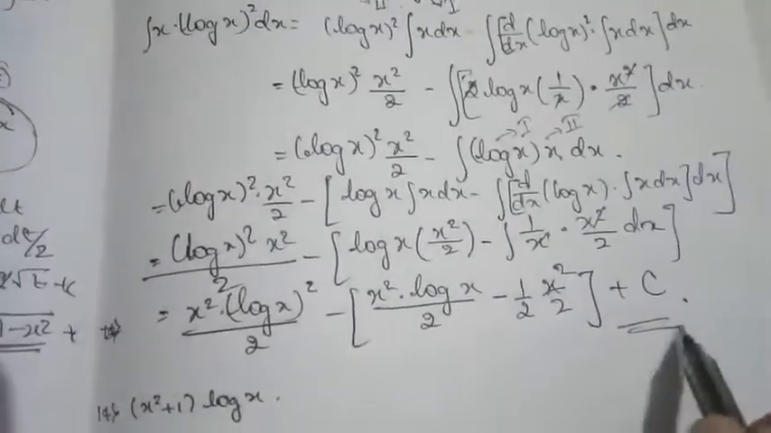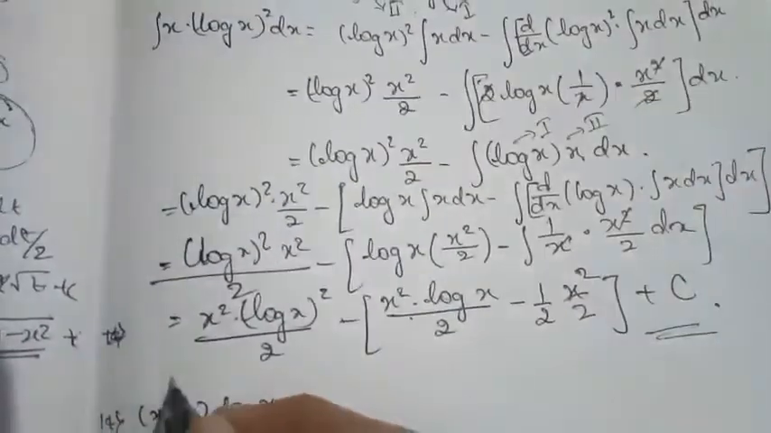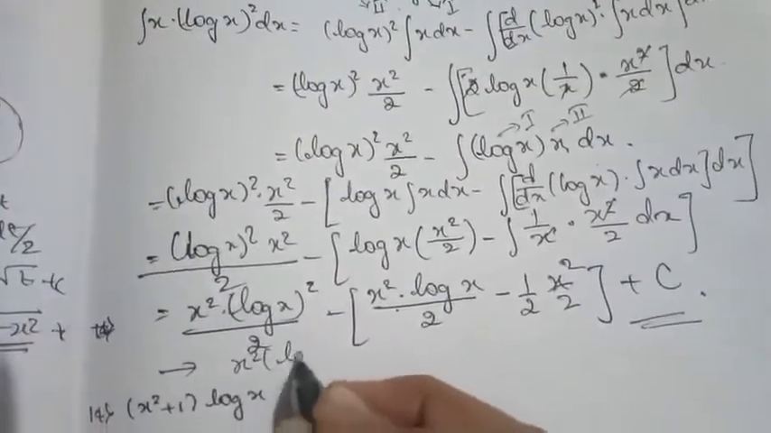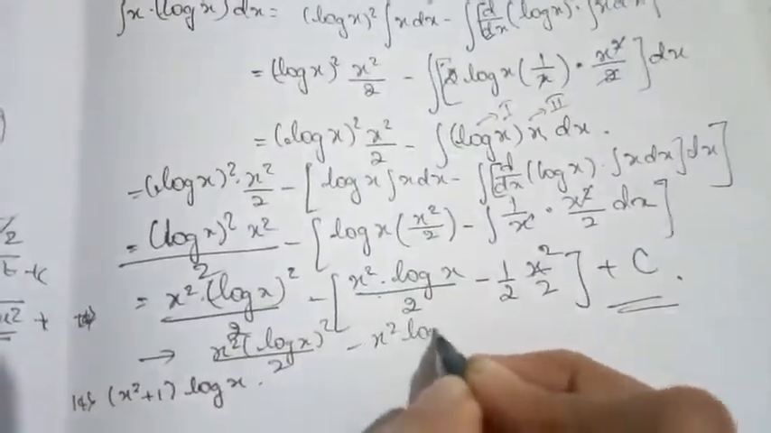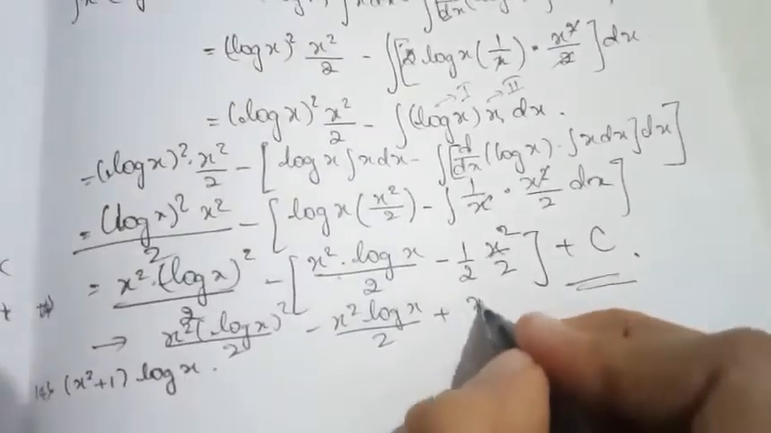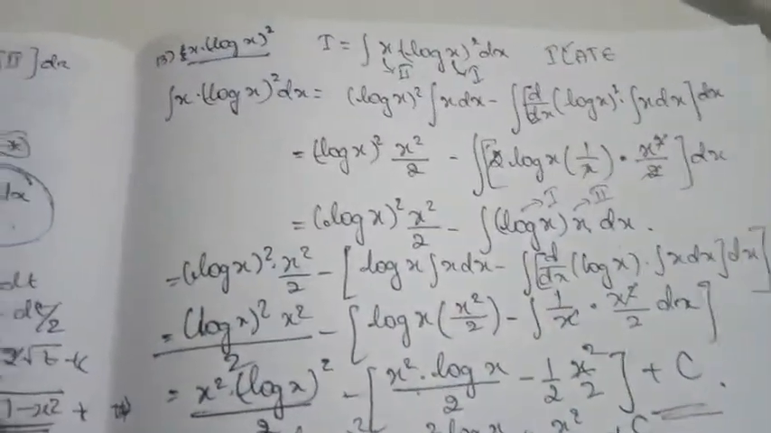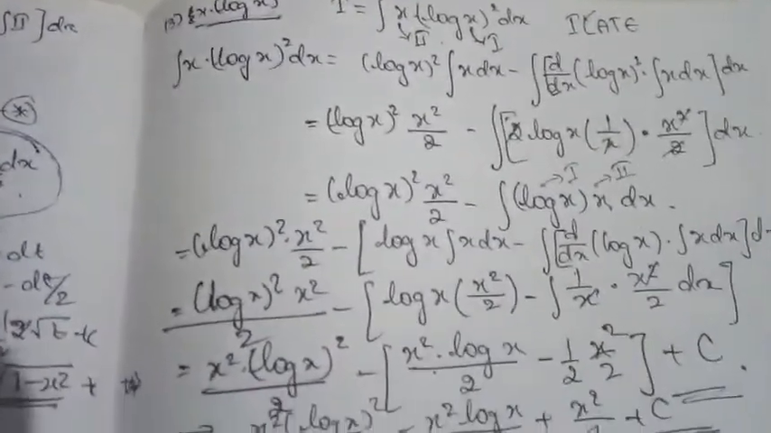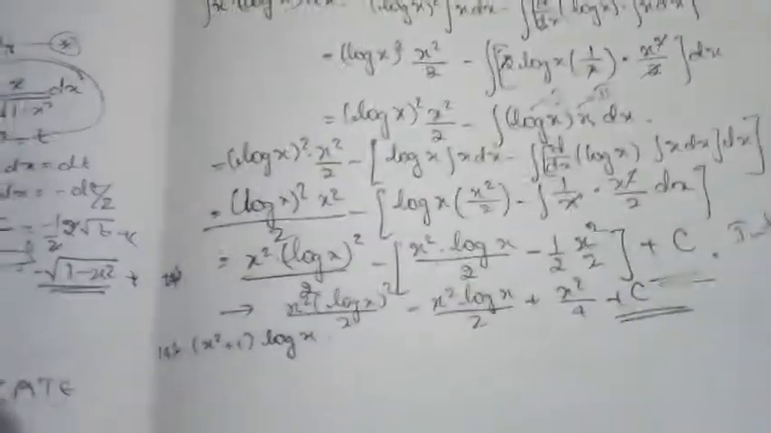So the final answer, you can keep it in this way, or you can multiply this minus sign inside and keep it as per your convenience. That is x square into log x whole square divided by 2 minus x square log x by 2, minus into minus is plus. So what happens here? x square by 4 plus c. So this is the integral of the given question. What was the question? x into log x whole square. So this is how we find the integral of a product of two functions, by using the integration by parts method.